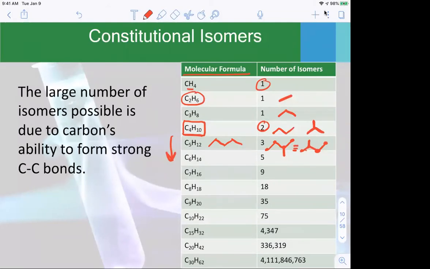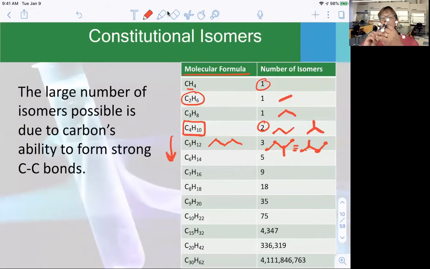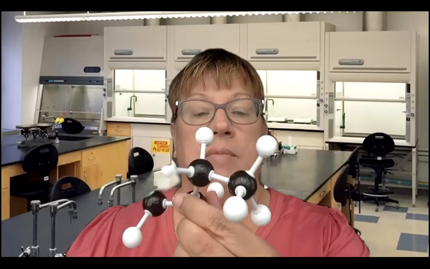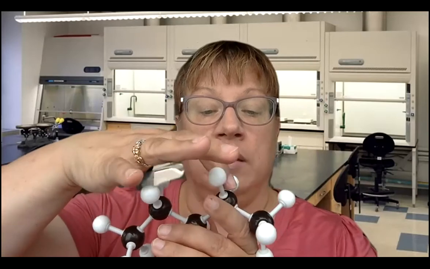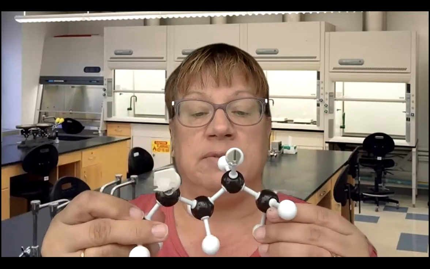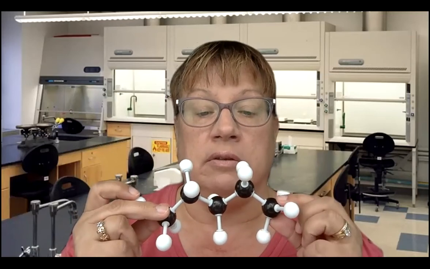I'm going to go ahead and stop the share. And I want you guys to look here. Here's my 4 carbon chain, right? This is 4 carbons. If I add a 5th carbon, I'm just going to add this. And now here's my pentane. 1, 2, 3, 4, 5. So that's my linear pentane chain.